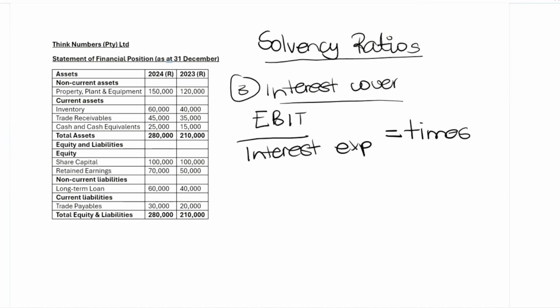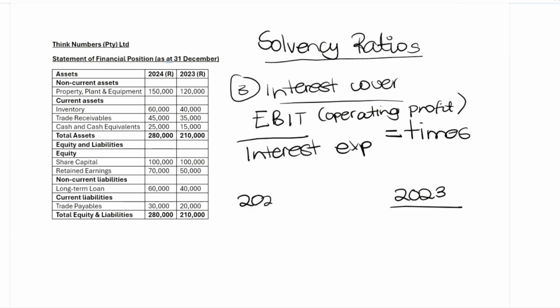So just a quick reminder, what is EBIT? EBIT is earnings before interest and tax. Essentially, EBIT is our operating profit, which we get from our statement of profit or loss. Once again, we have our years 2023 and 2024. So let's look at 2023.